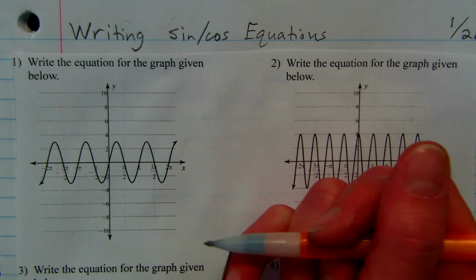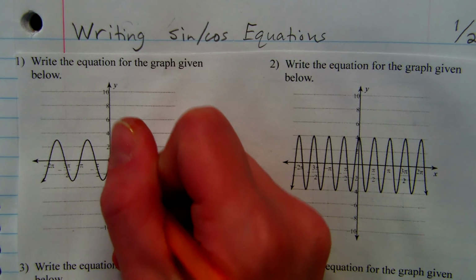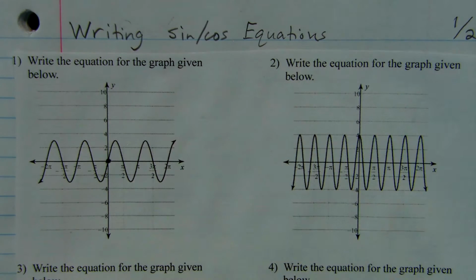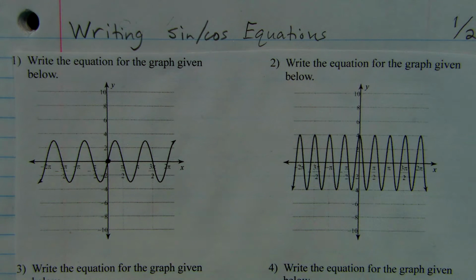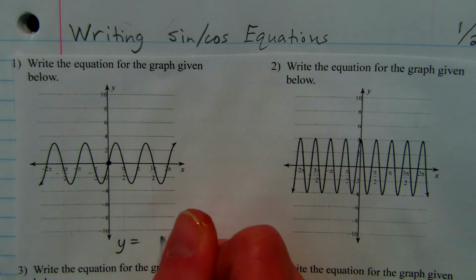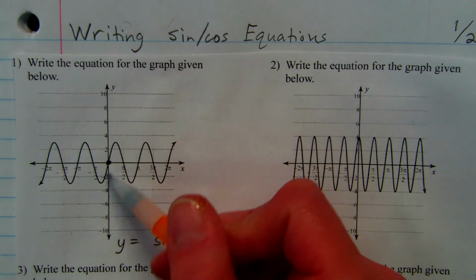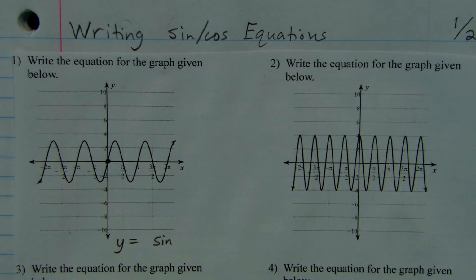You could actually use sine or cosine on any of these, but there's like an easy choice and a hard choice. Since this one actually goes through 0, 0, the easy choice is to say that this is a sine function. So we're going to use sine. So I'm going to write down here y equals, I'm going to leave a little space, and I'm going to write down sine. So when it goes through the origin like this, that looks like a sine function. That's easier to do.